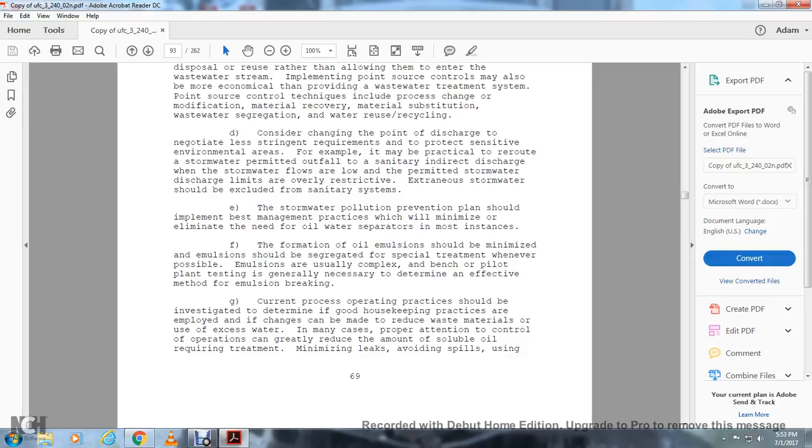These will minimize or eliminate the need for the oil water separator in most instances. Formation of oil emulsions should be minimized. Emulsions should be segregated for special treatment whenever possible. Emulsions are usually complex, and bench, pilot and plant testing is generally necessary to determine the effective method of emulsion breaking. Correct process operating practices should be investigated to determine the good housekeeping practices employed, and whether changes can be made to reduce wastewater materials and excess water used.